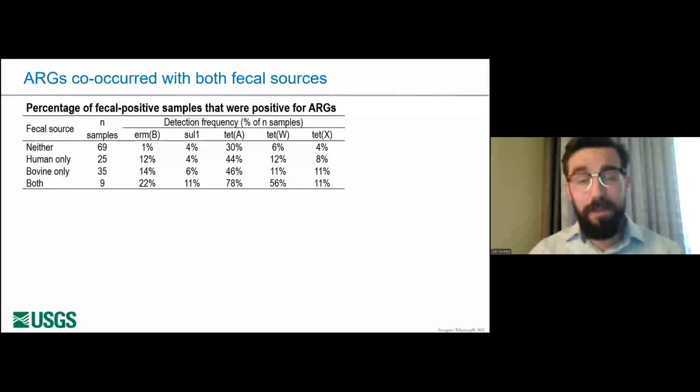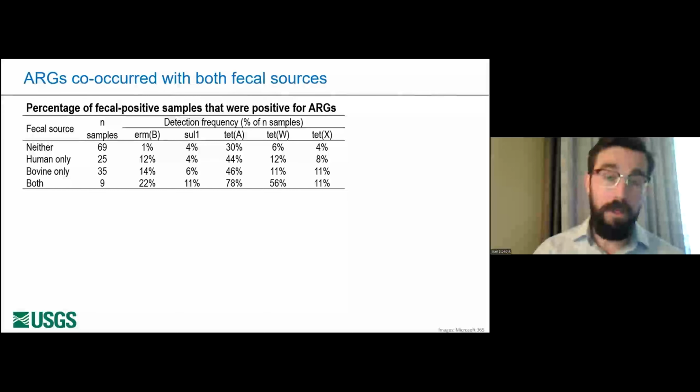Before we get into the specific fecal source category results, though, there's an overall observation to make, which is that these contaminants co-occurred with both human and bovine fecal sources, and they were also detected in the absence of either fecal source, which is not unexpected.